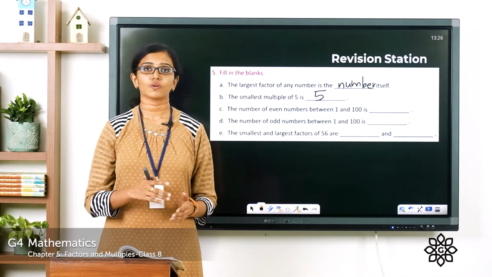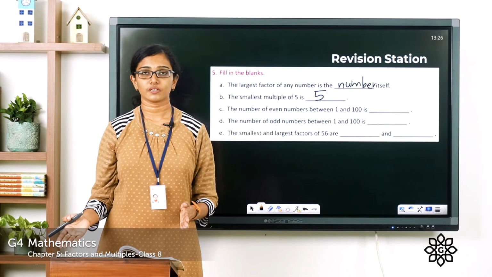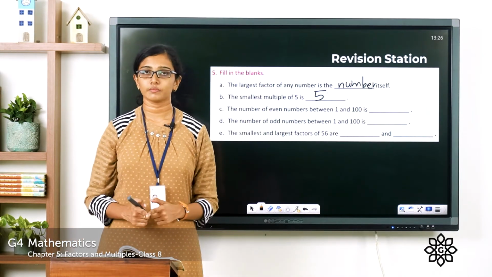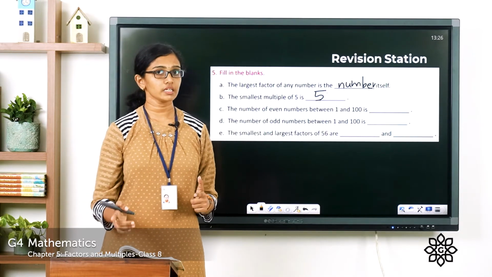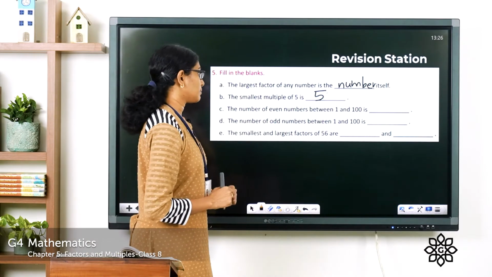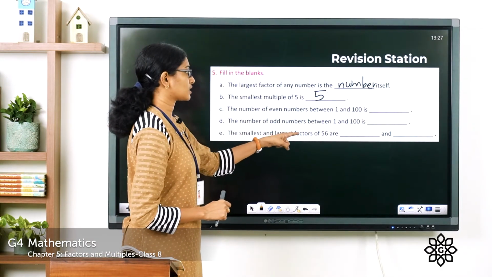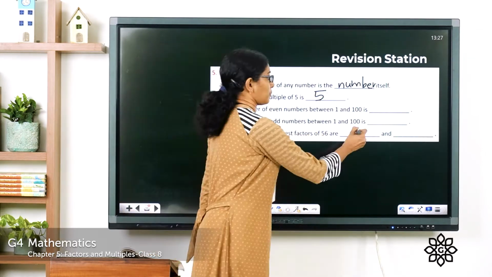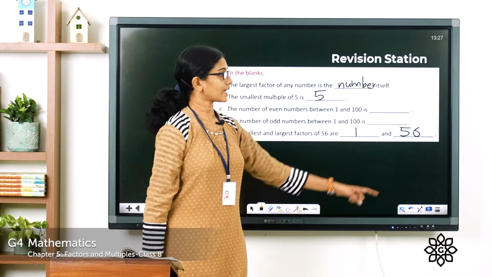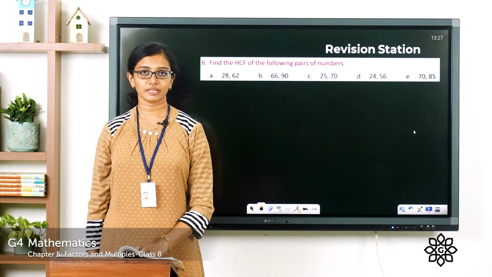So we know for all the numbers 1 is a factor and the number itself is a factor. All the other factors will come in between 1 and the number itself. So the smallest factor will be 1 and the largest factor will be the number itself. So with that in mind, the smallest and largest factors of 56 are 1 and 56. 1 being the smallest and 56 being the largest. Clear?